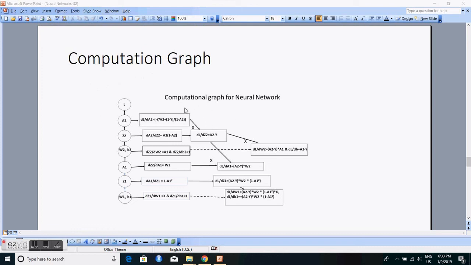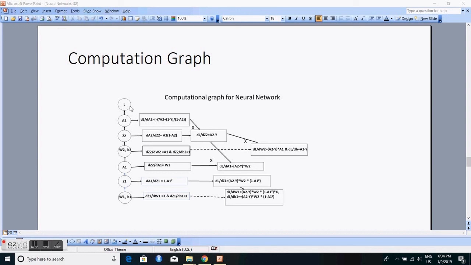Here's a computation graph which is in this deep learning book. As I said, this neural network starts from here to here. You have the inputs and then the weights W1, B1. You find the Z1 activation, then you have the tanh activation function, then you have W2, B2, you have Z2, and finally the sigmoid activation and the loss.